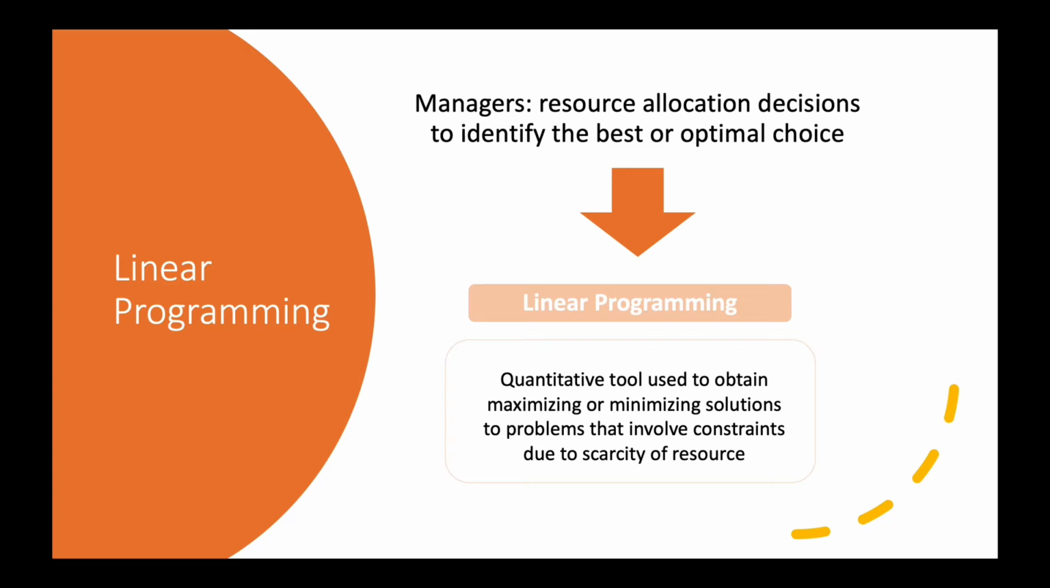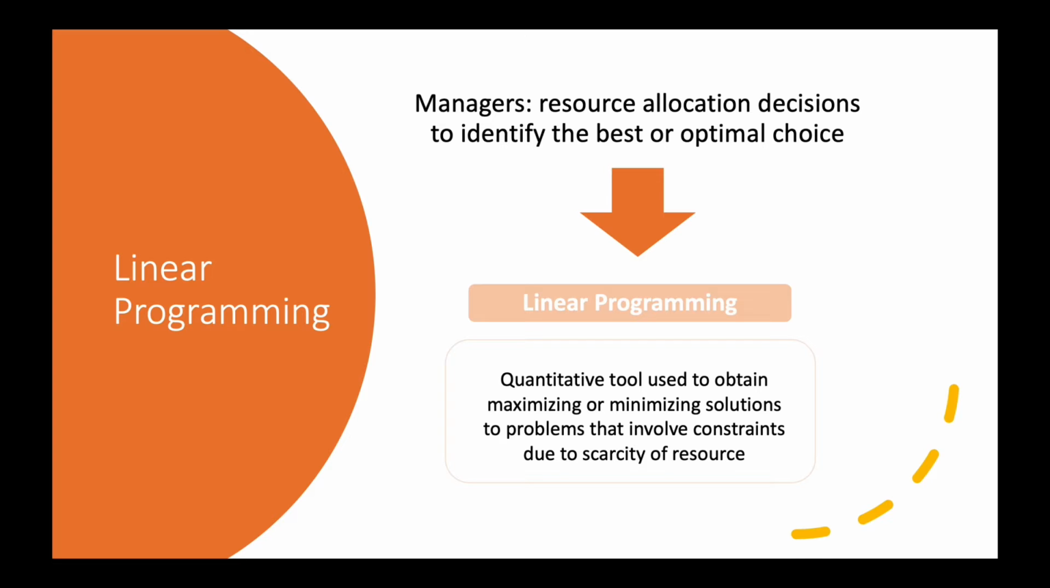The ultimate goal of management decisions is to make the most effective use of the company's scarce resources, such as machinery, labor, money, time, and raw materials, in order to meet customers' requirements and targets. Managers must consistently and continuously make resource allocation decisions to identify the best or optimal choice, making production planning one of the most important tasks in production management.